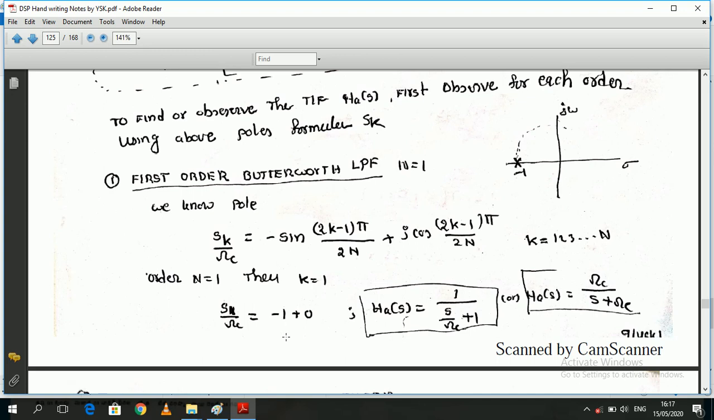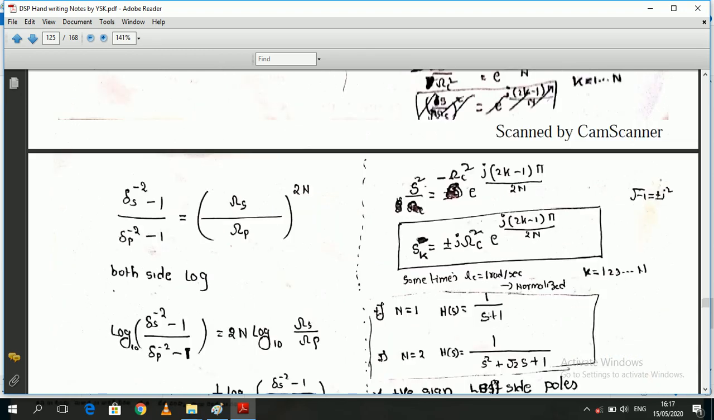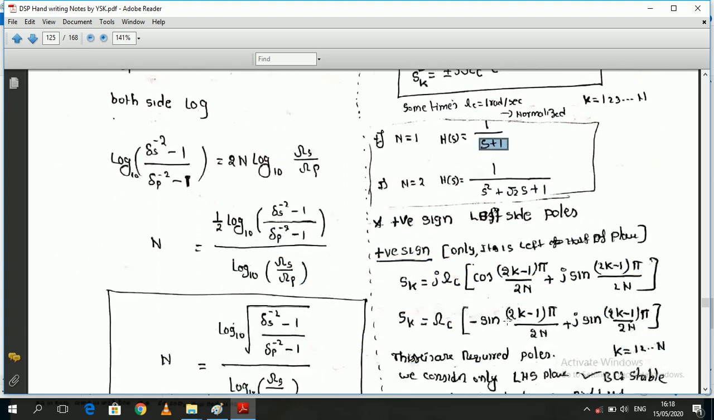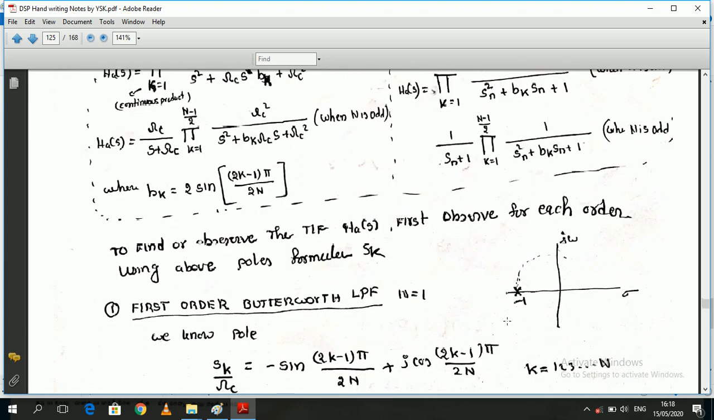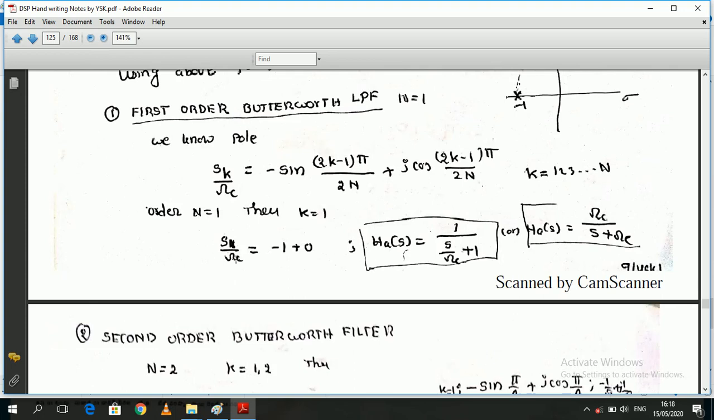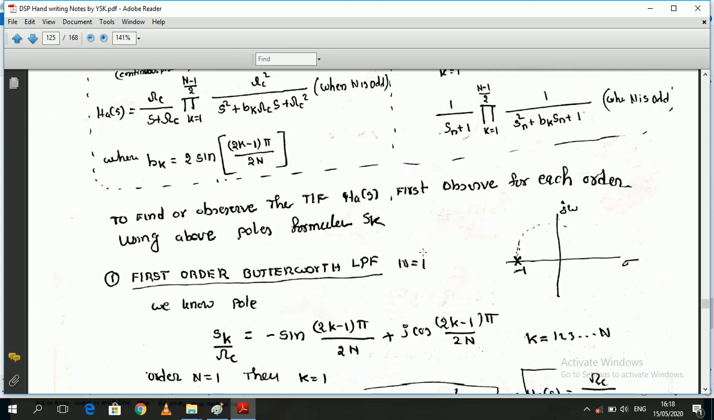See this. In Laplace transform, you always see a pole, for example, 1 by (s plus 1). This is the pole, right? s equal to minus 1. Same as that, we get the value s_k by omega c equal to minus 1, put it on the left side and keep it in the denominator, then this is the first order Butterworth filter.